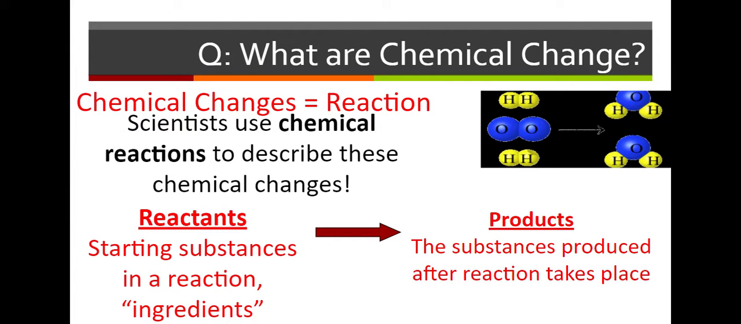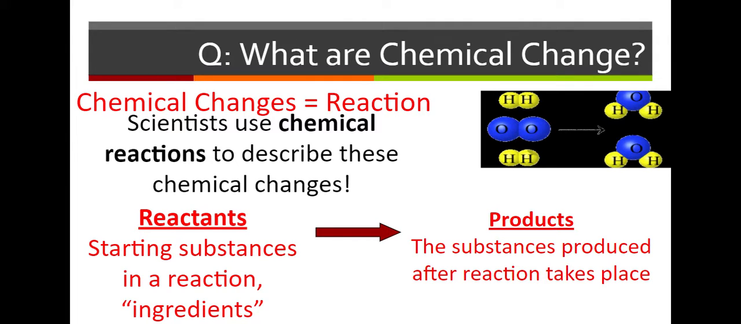So chemical changes are just reactions. And scientists use chemical reactions to describe the chemical changes. They write those reactions as formulas with what we call reactants on the left-hand side and products on the right-hand side. So our reactants are the starting substances, the things that make everything happen. Those are what we would call our ingredients. And then on the right-hand side of the arrow, which is like our equal sign in a traditional math problem, we have products. And products are just the substances that are produced after the reaction happens.